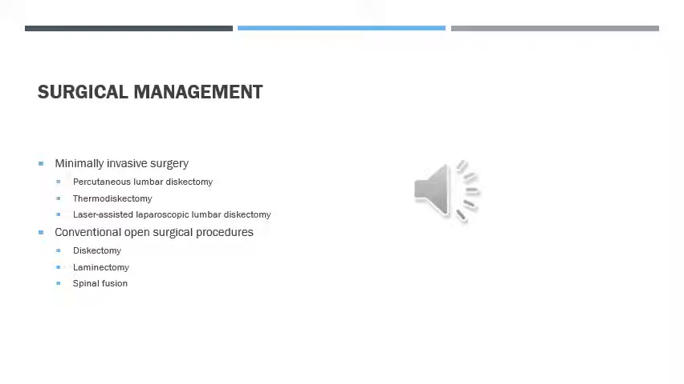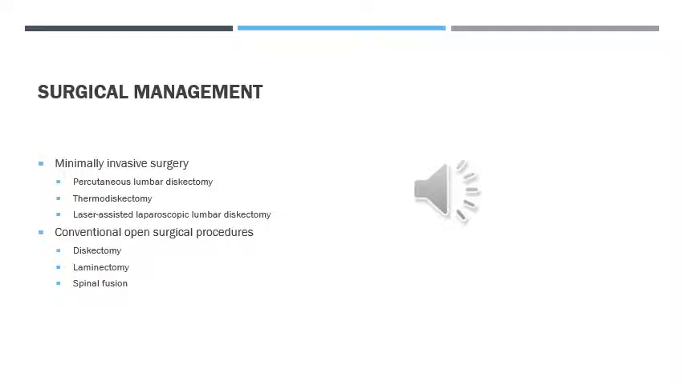Surgical management of back pain can include minimally invasive procedures such as percutaneous lumbar discectomy, which is an endoscope removing the damaged disc material from the herniated disc, thermodiscectomy, which uses heat to shrink the disc before you remove it, and laser-assisted laparoscopic lumbar discectomy, which uses a laser and scope through the umbilicus. This is used to treat a bulging disc that doesn't involve the vertebral canal.